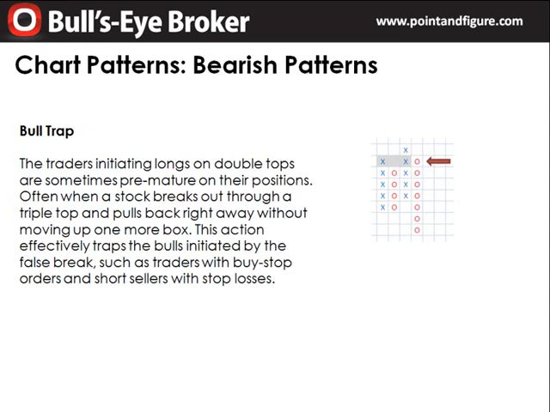The bull trap. Traders will typically initiate longs on double tops and are oftentimes a little bit early on entering their positions. When a stock breaks out through a triple top or a double top and pulls back right away without moving up one more box, this action effectively traps the bulls who initiated by the false breakout.